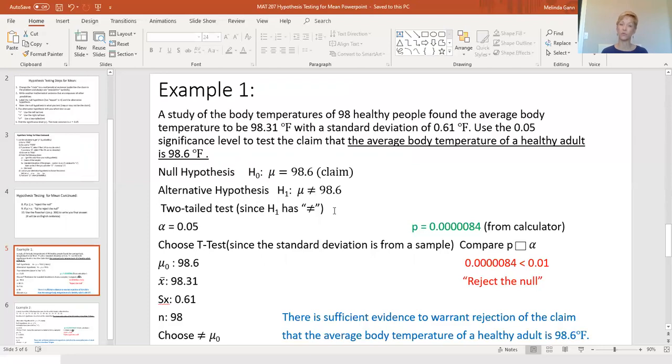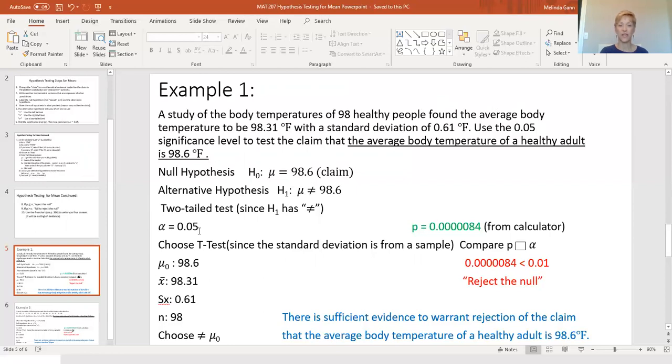Then you have to decide which one's the null and which one's the alternative. Now remember, null hypothesis has equals in it. And so that's why that one got labeled the null hypothesis. So by default, the one that was left had to be the alternative. Now remember, the alternative tells me which test to use. So it has not equal, so that's why I picked the two-tailed test. My significance level, in the word problem, they told me to use 0.05.